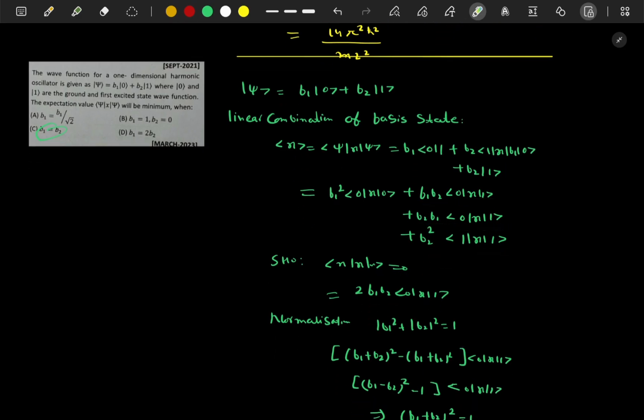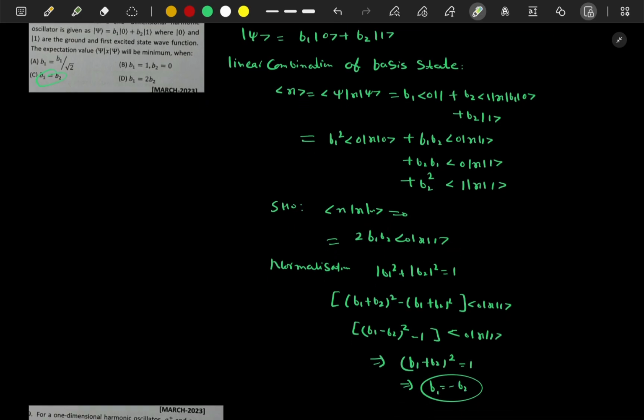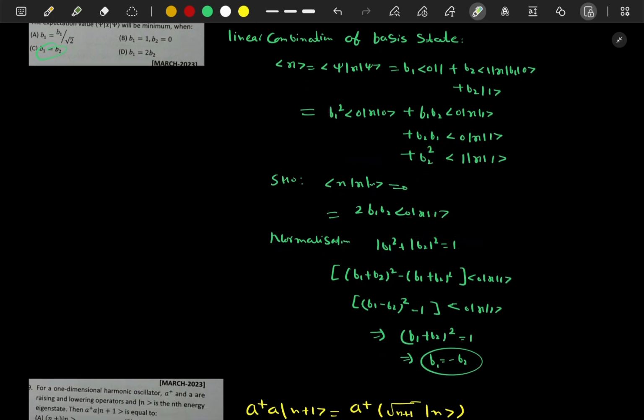So this will lead to 0, and only this one 0 0 and 0 square, because this is 0. To minimize this value, what will you do? 2 b1 b2 0 x 1 will be our answer. So for normalization, what will happen? b1 square plus b2 square equal to 1. So when you get b1 b2, we can write this value in this term. So b1 plus b2 whole square minus b1 plus b2 whole square, so it will be 2 b1 b2 and 0 x 1, and it can also be written as b1 minus b2 whole square minus 1.